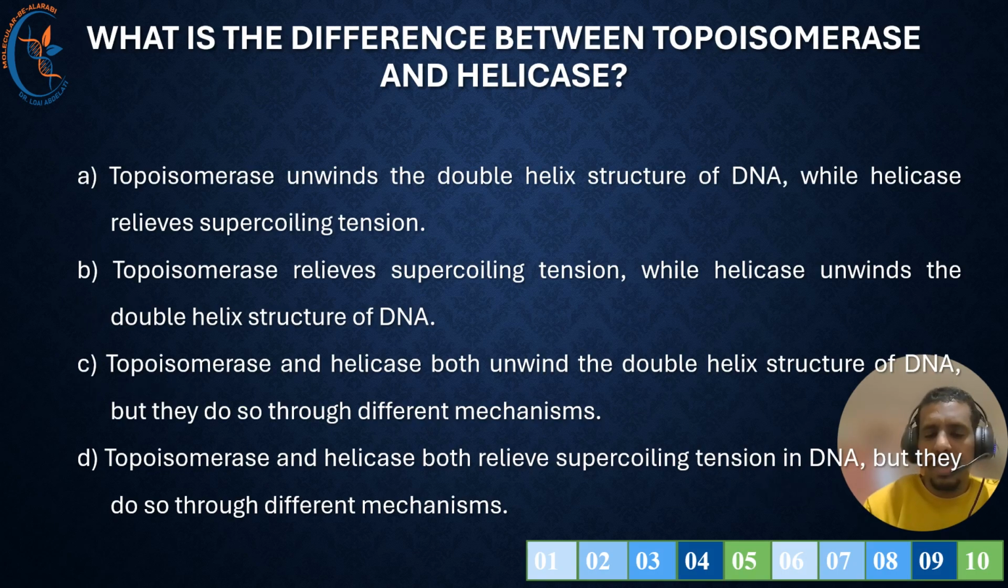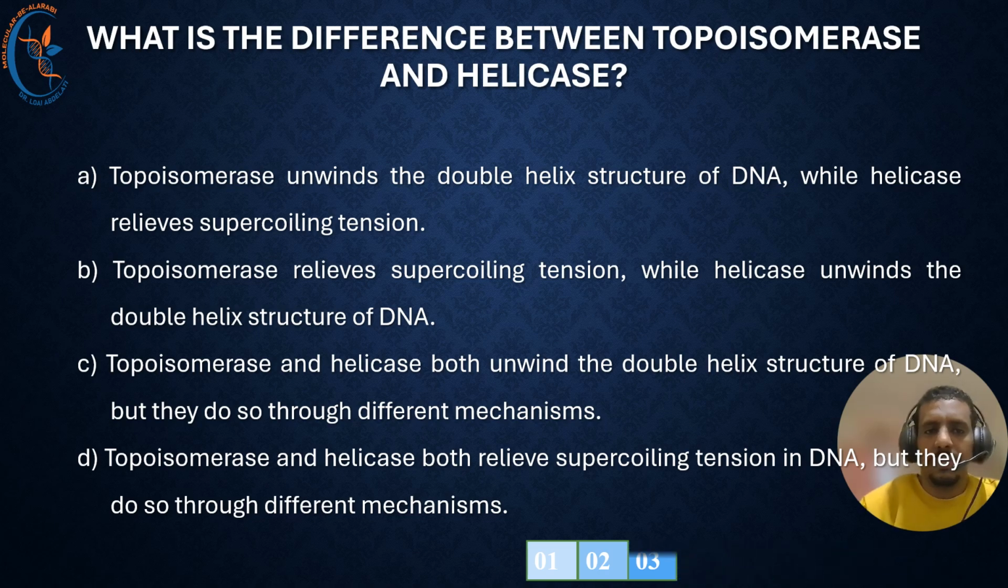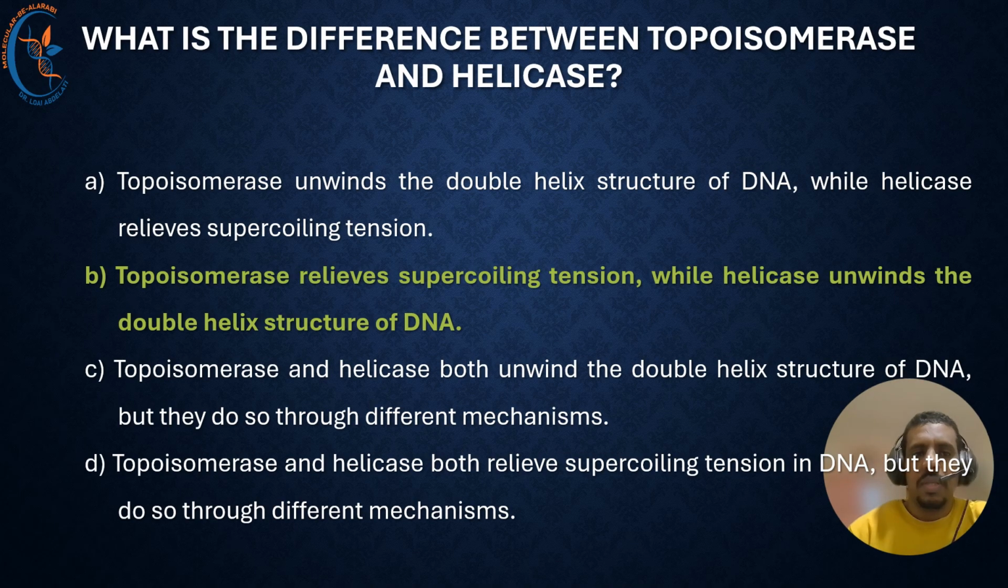Here is the last question we have today. So, what is the difference between topoisomerase and helicase? The correct answer is B. Topoisomerase relieves supercoiling tension while helicase unwinds the double helix structure of DNA.